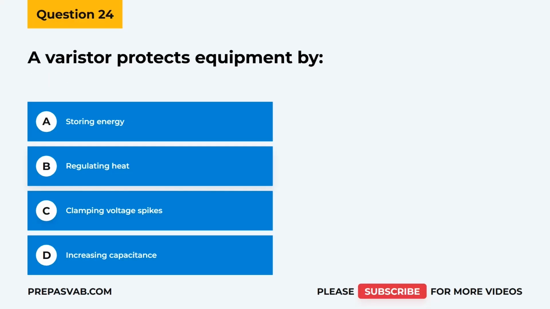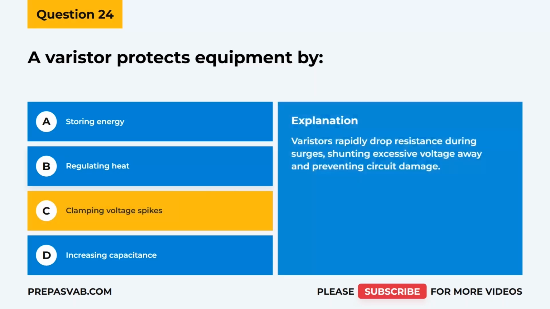Question 24. A varistor protects equipment by A. Storing energy. B. Regulating heat. C. Clamping voltage spikes. D. Increasing capacitance. The correct answer is C. Clamping voltage spikes. Varistors rapidly drop resistance during surges, shunting excessive voltage away and preventing circuit damage.